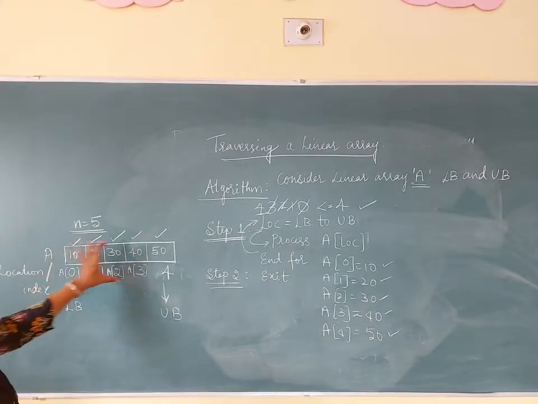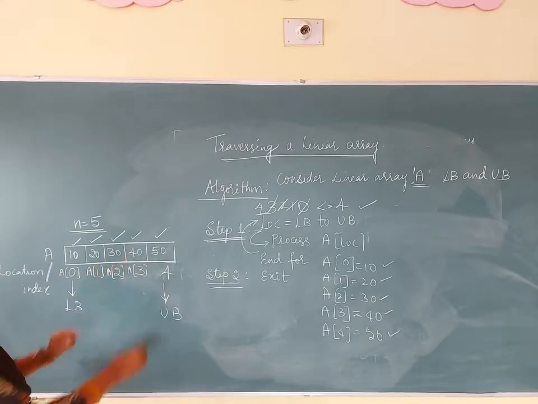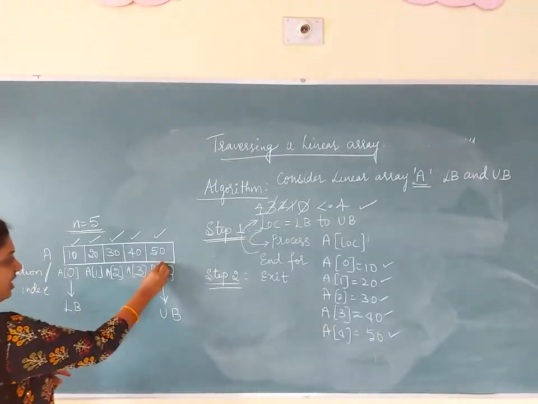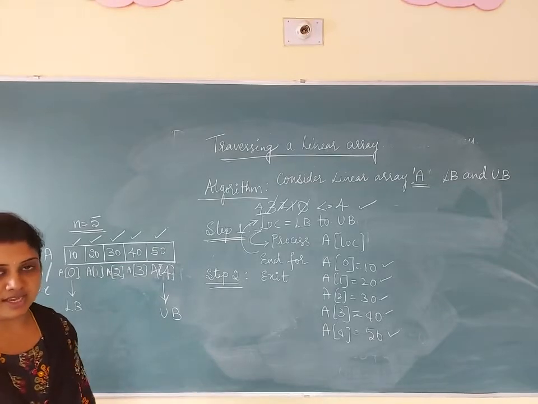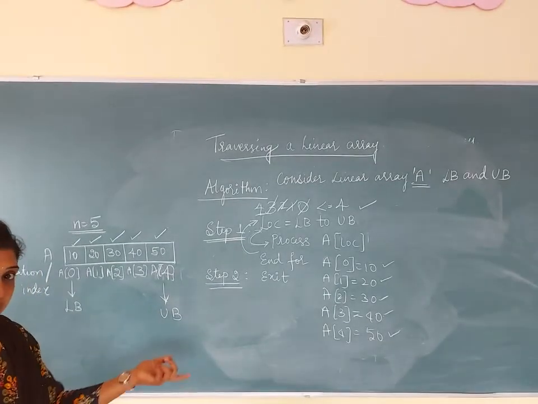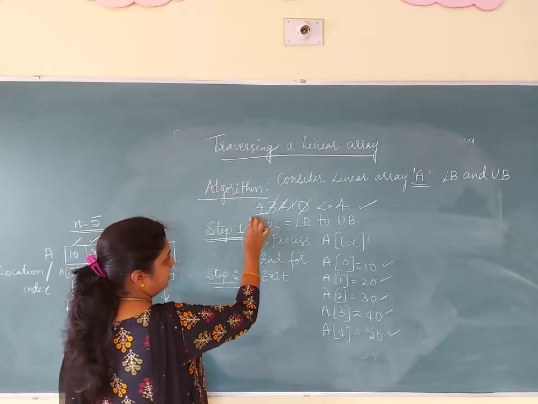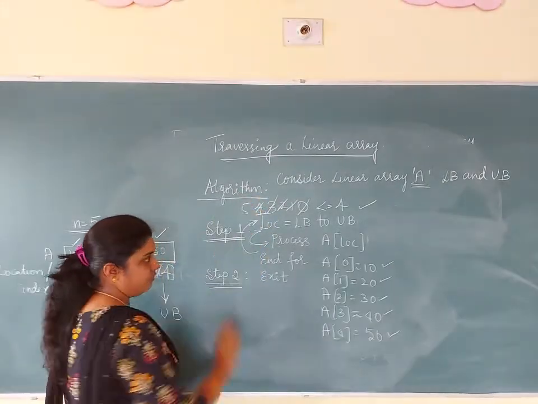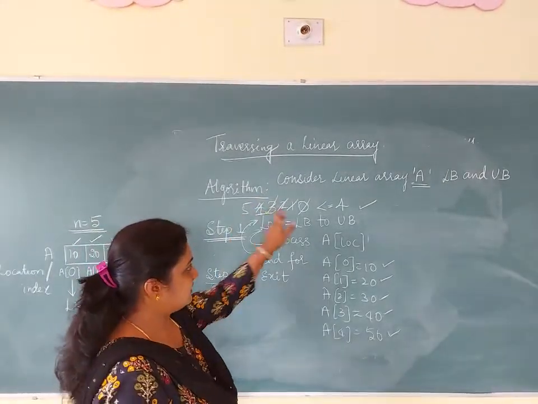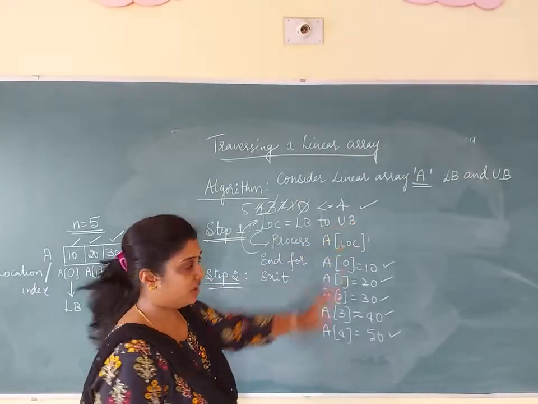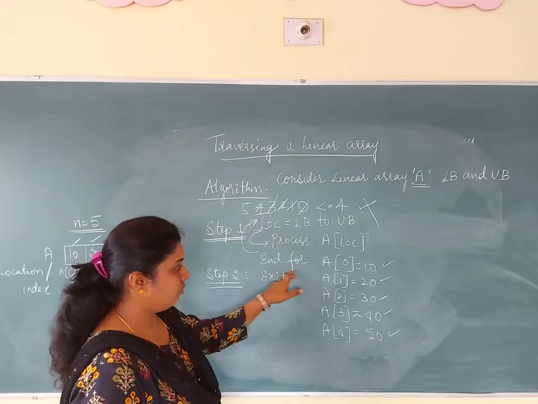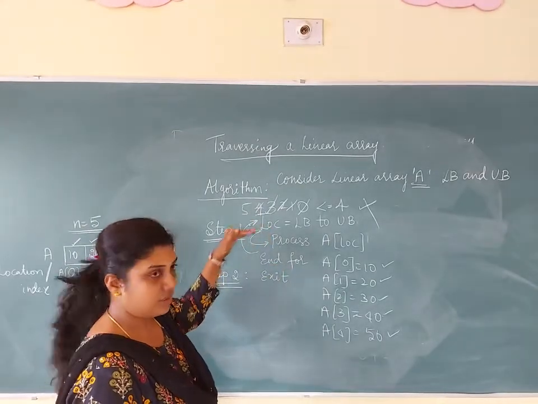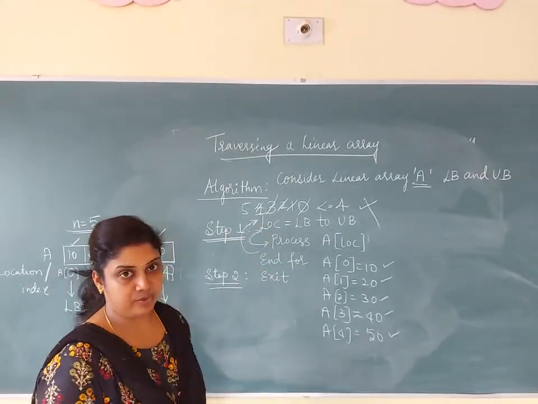So, in this array, each and every element, how many times have I accessed? One time. This concept we are calling traversal. Now again what will happen? Again it will come here. 4 will be incremented to 5. Is 5 less than or equal to 4? No. The condition does not satisfy. It ends the for loop. It comes out of the loop and exits the program.